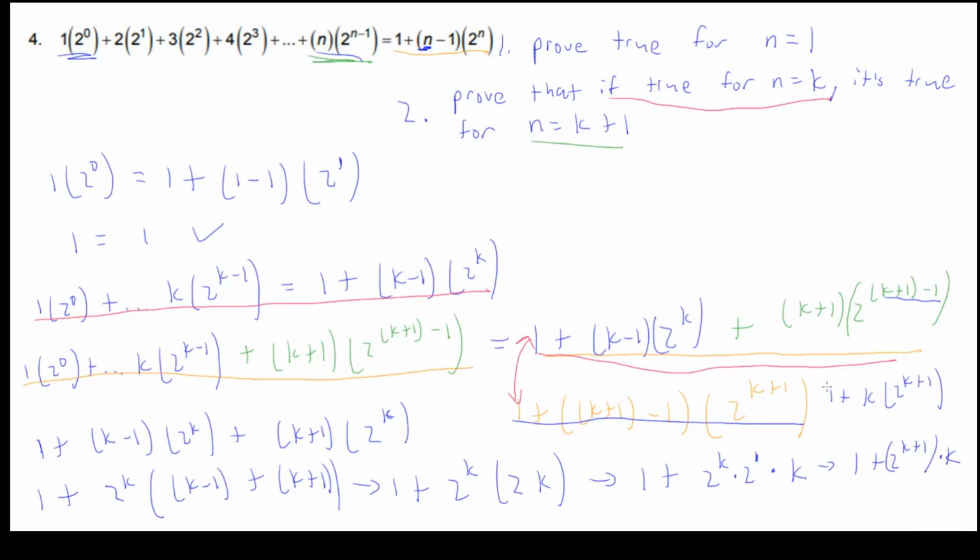So we've just proved that these two expressions, this and this, are the same. So we basically proved that if this is true for n equals k, then it's also true for n equals k plus 1. So we've done both of these steps, and we've proved that this is true for all n, assuming that n is an integer.